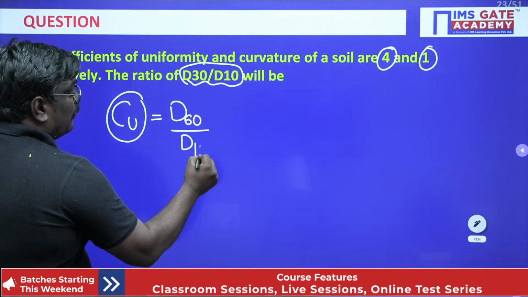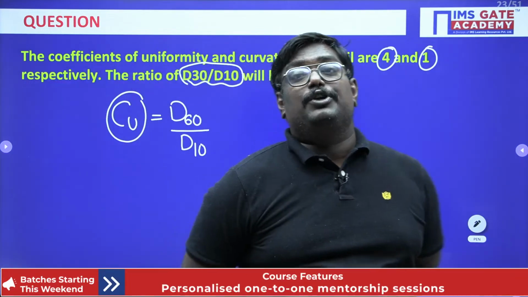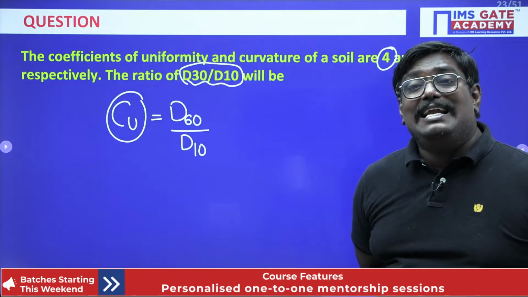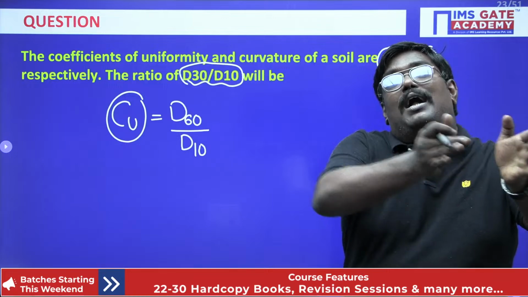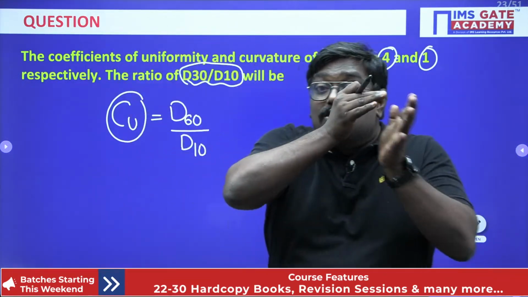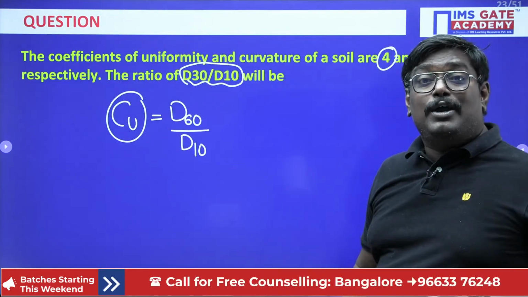Now immediately you can ask me, my dear students, why do you want to study about coefficient of uniformity? Coefficient of uniformity will give you an idea about the particle size range, from which minimum size particle to which maximum size particle the soil is varying. You will get an idea by learning coefficient of uniformity.